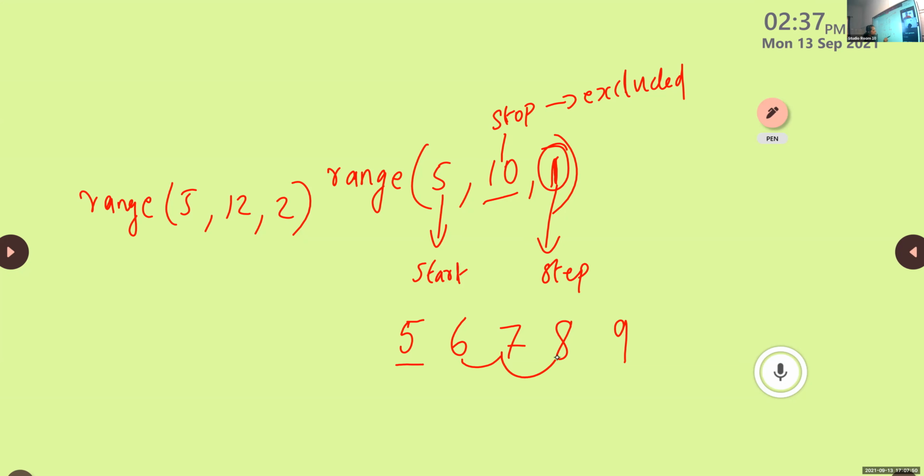Then 7 plus 1, 8. Then 8 plus 1, 9. Then the next value is 9 plus 1, 10. But 10 is the stop value. We can't include that 10 here because 10 is the stop value. So the set of values based on this range function is 5, 6, 7, 8, 9. Is it clear, Kevin? Yes, ma'am. So here you just notice the step value, it is 2. Okay.